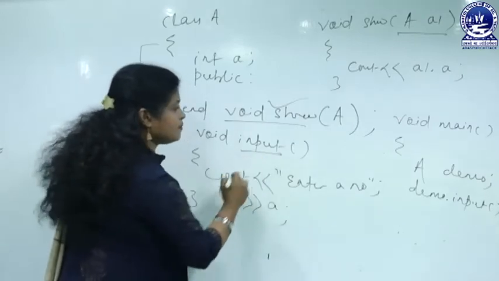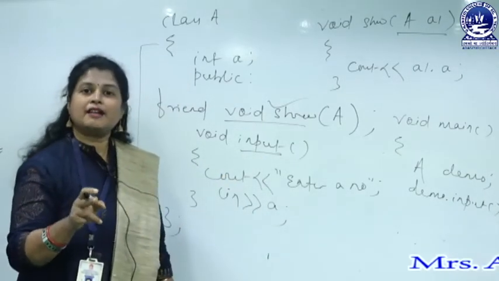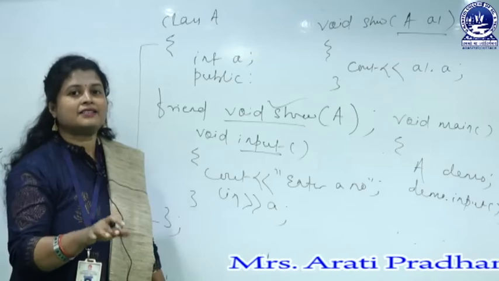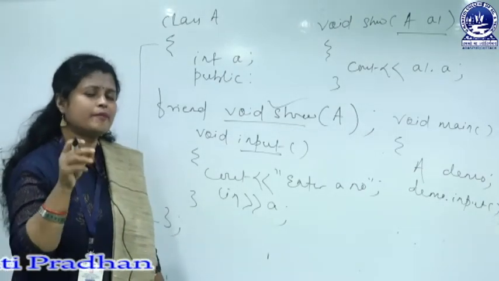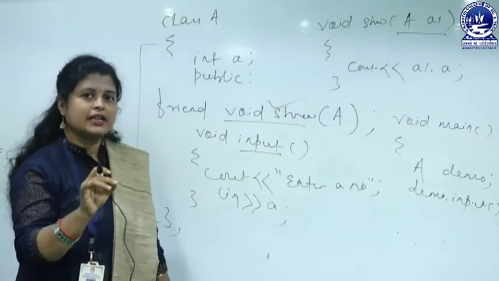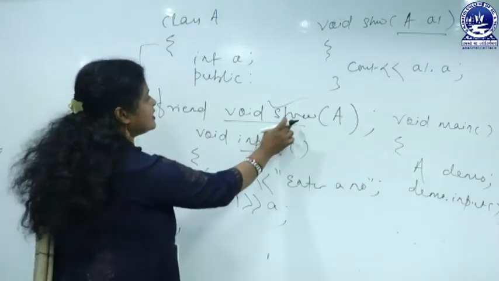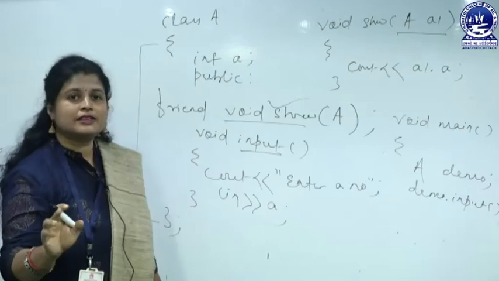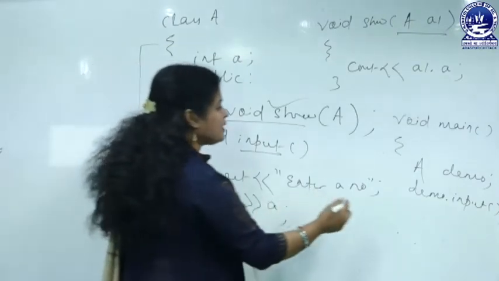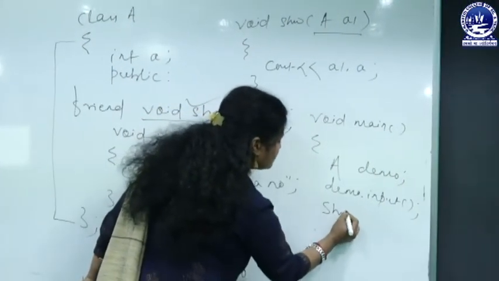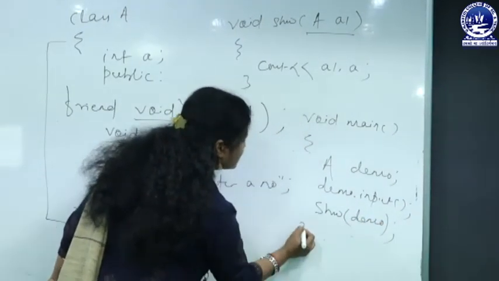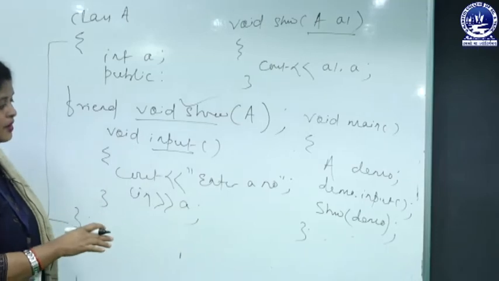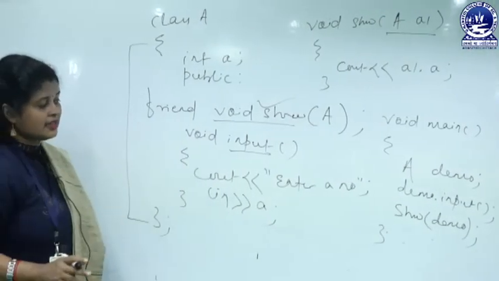Input is the member method, but when you are calling the friend function, an object reference is not required. It means that if by mistake you write demo dot sow, the system will prompt an error, because sow is the friend function. It is not a member function, that's all. This is the whole program. You may see here clearly.